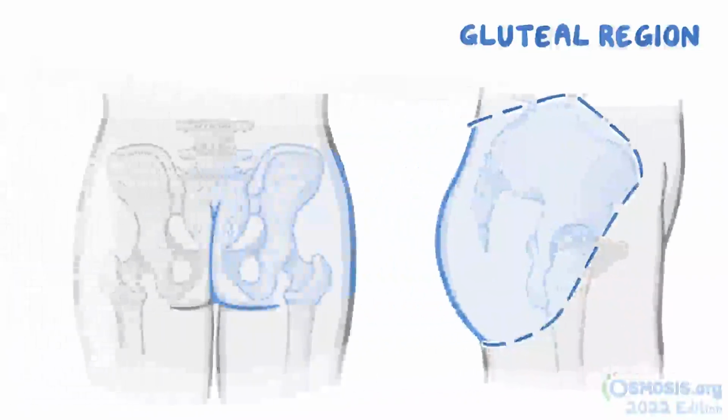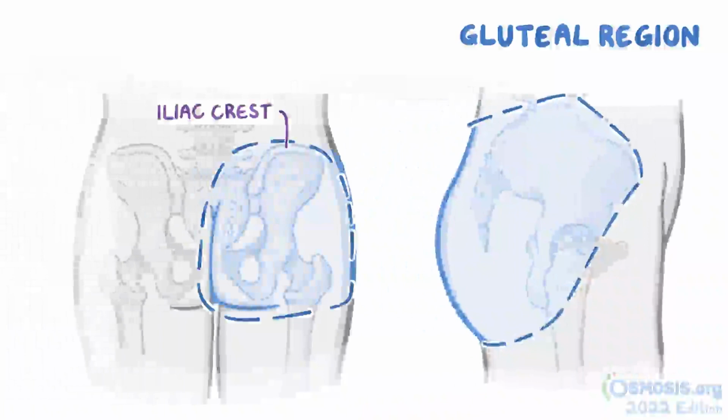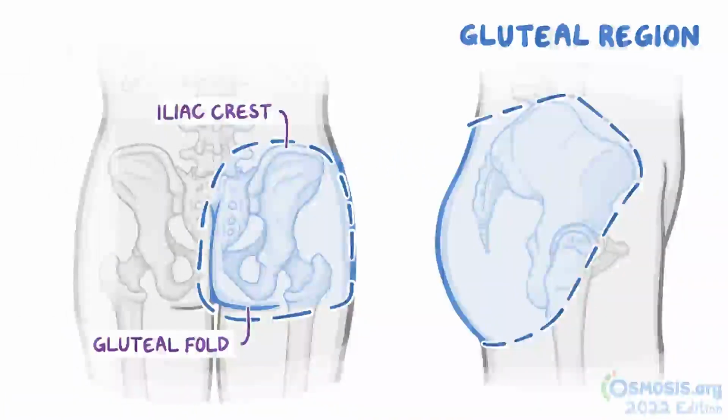It also extends from the iliac crest superiorly to the gluteal fold inferiorly. The gluteal fold is the crease formed by the inferior aspect of the buttocks and the posterior upper thigh. Medially, the region extends to the mid-dorsal line and is called the intergluteal cleft, which is the groove that separates the buttocks from each other.